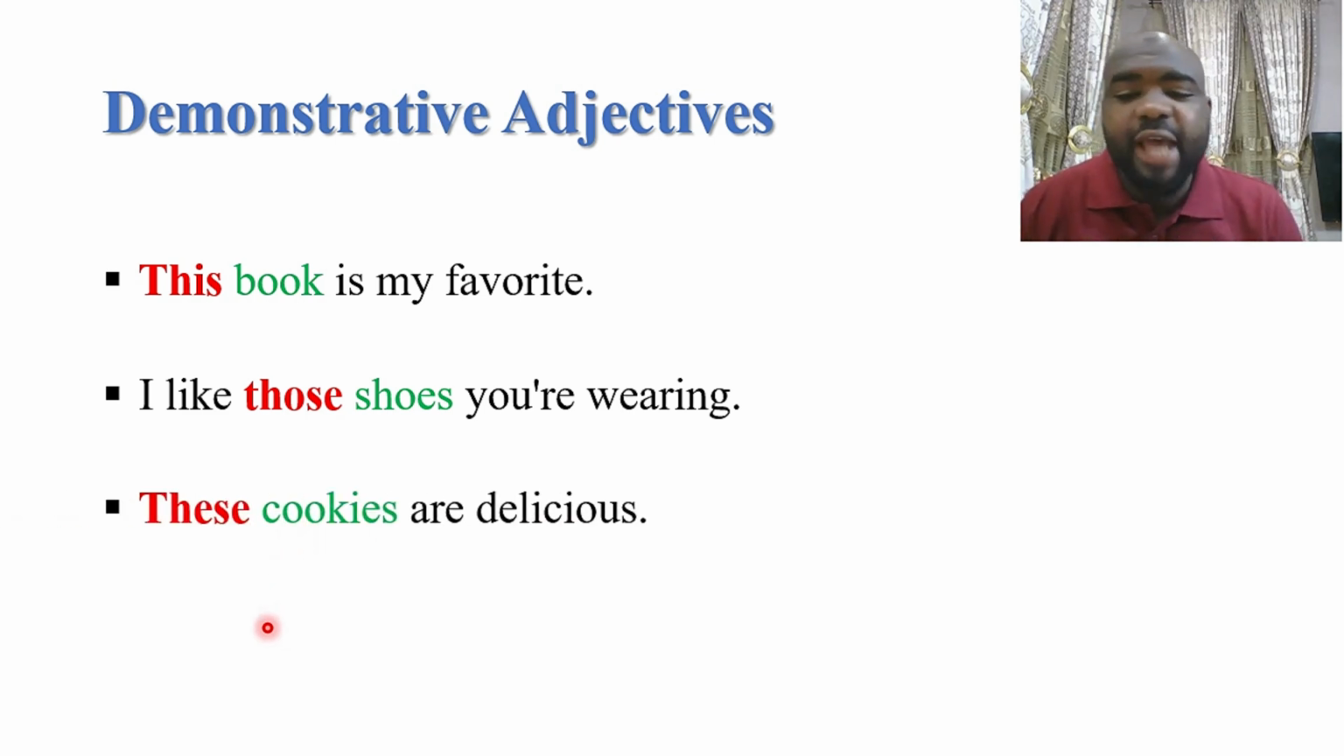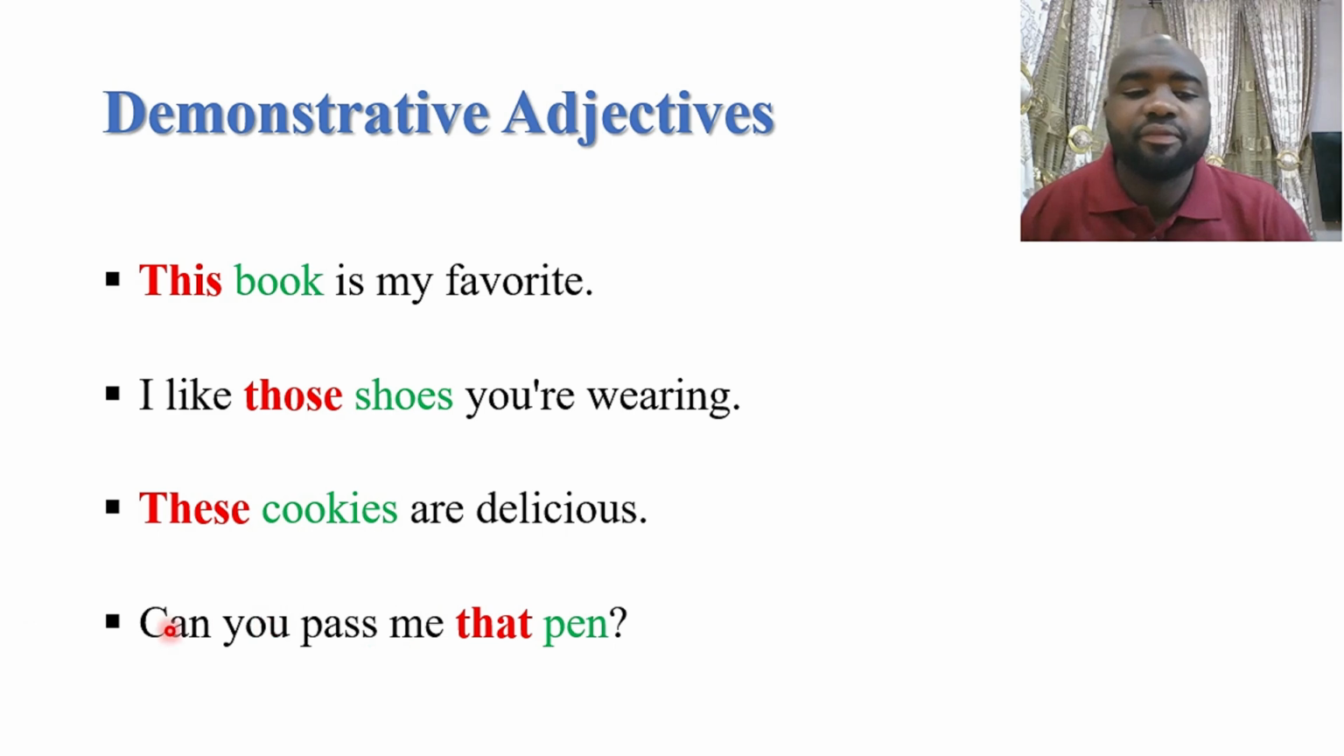These cookies are delicious. Cookies are within your reach. These cookies are delicious. Can you pass me that pen? Something you cannot reach. That. Singular. Plural. Singular. Plural. This, these, that, those. Let's move on.